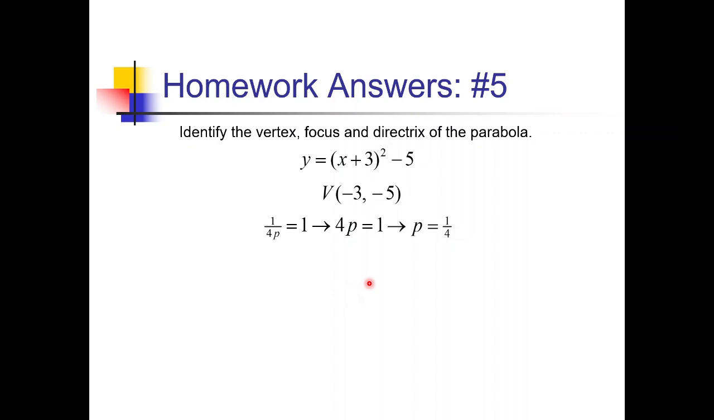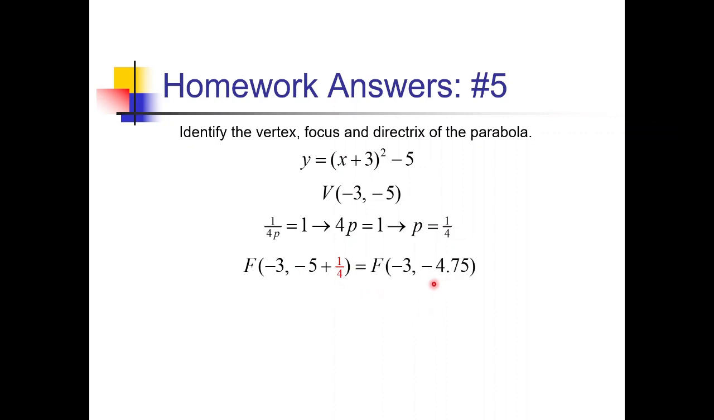Cool. So to get the focus, I have to add my p-value to the vertex. Since this is a y equals parabola, I'm just going to add it to the y value of the vertex. So our focus is going to be negative 3, negative 5 plus 1/4. I could turn that into another fraction, but I'm lazy, so I'm just going to call this negative 3, negative 4.75. This is like having a plus 0.25.